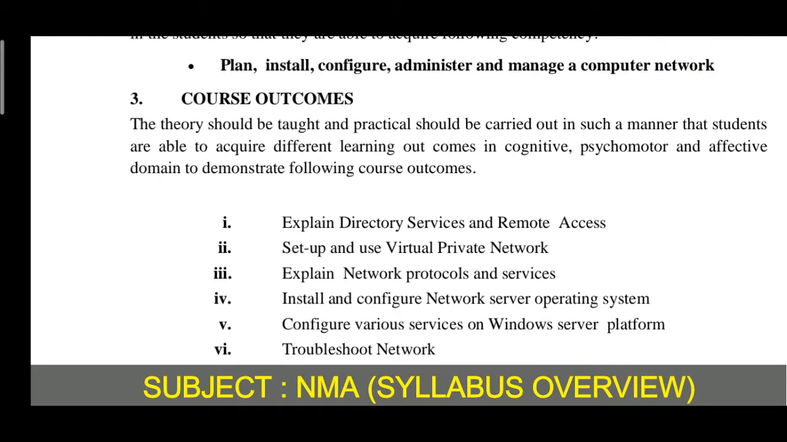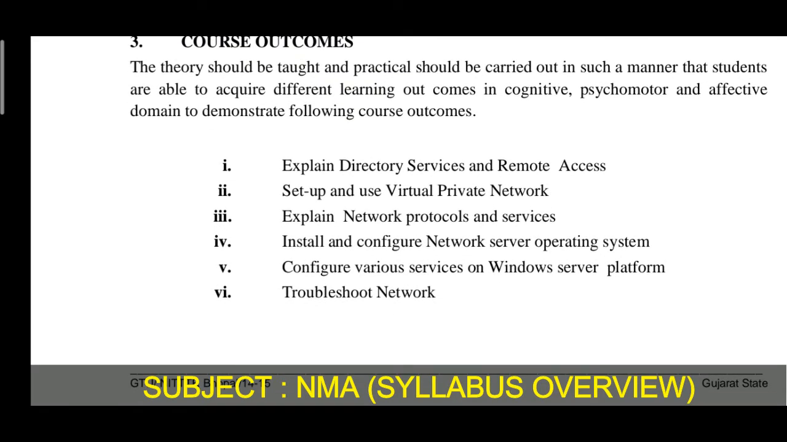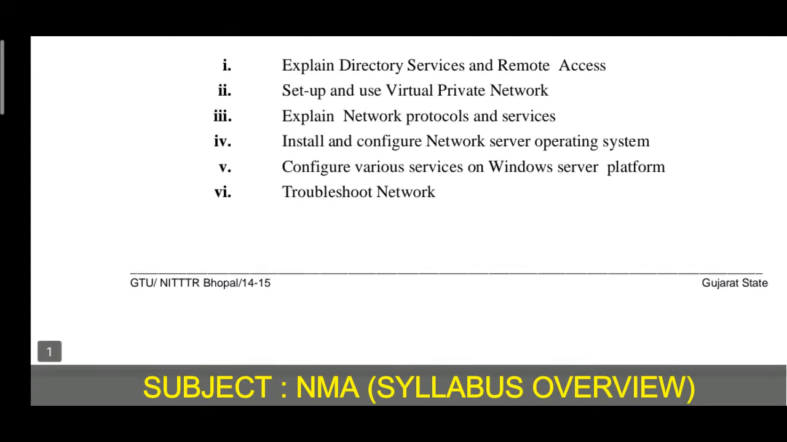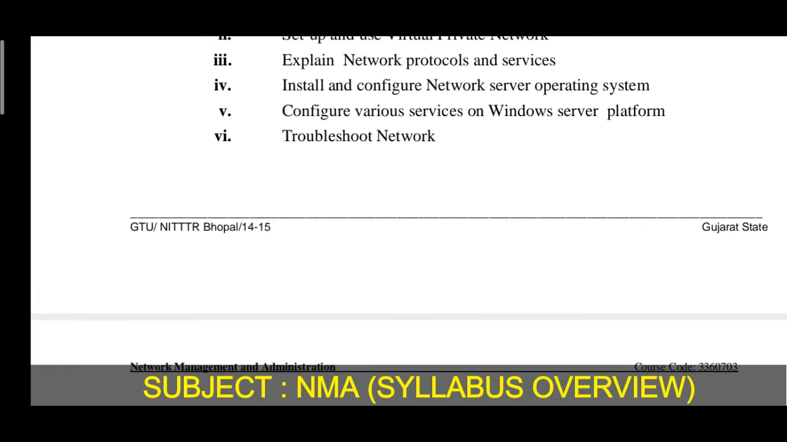First of all, the outcomes of the NMA course are: explain directory services and remote access, that is, how to access remote and directory services; then set up and use a virtual private network. It's known as VPN. VPN stands for Virtual Private Network. Then explain network protocols and services, then install and configure a network server operating system, then configure various services on the Windows Server platform, then troubleshoot the network.